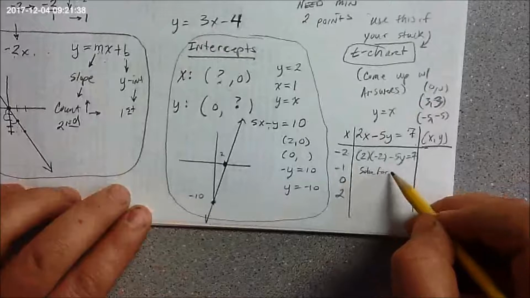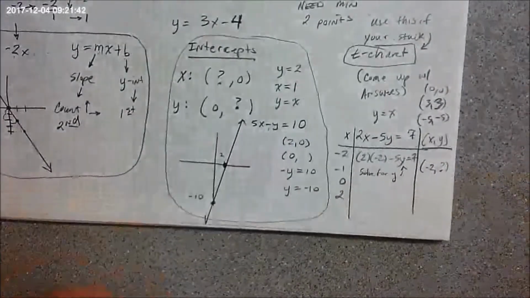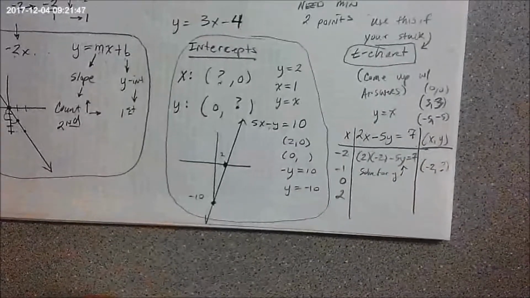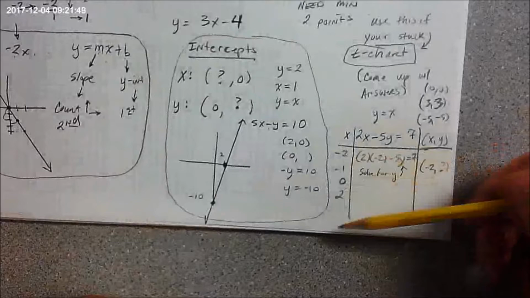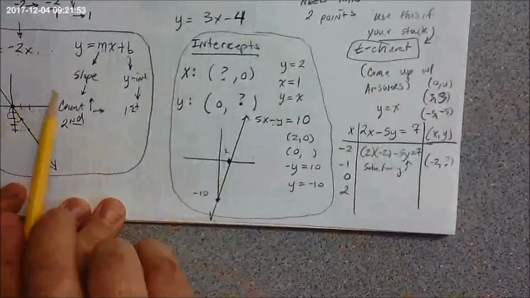And then you get your negative 2 and whatever number that is for y. And you do that for all of them. And then, actually for this one, we'd have 4 points. So if you get stuck doing this method here or this method here, you use a t-chart.